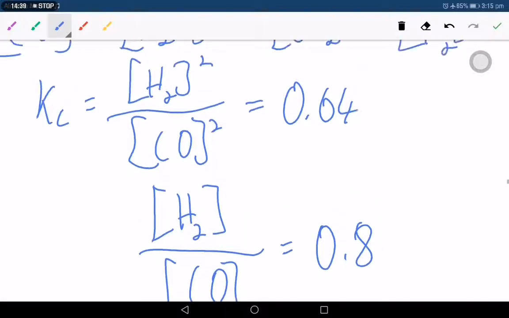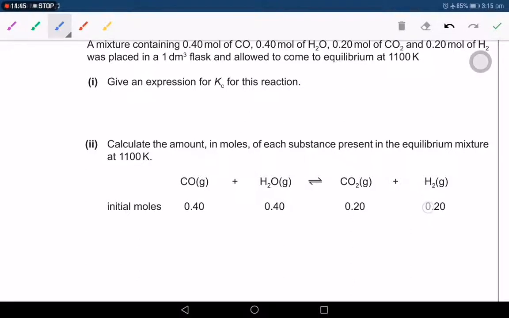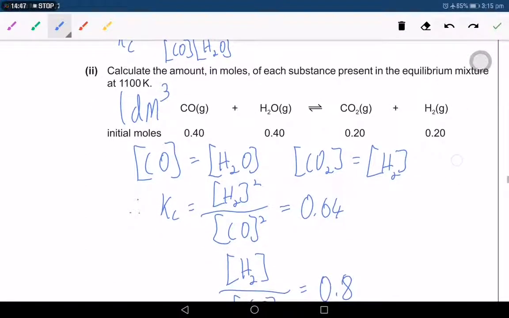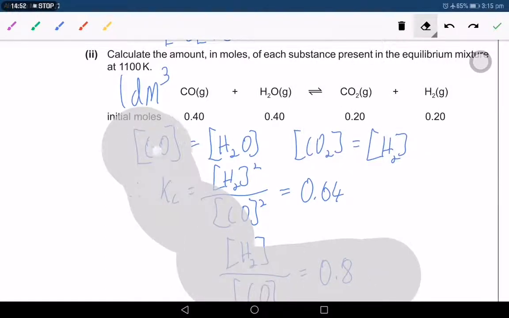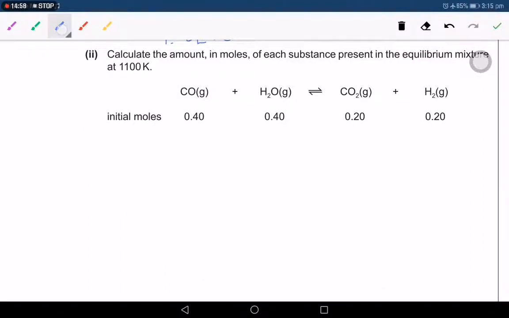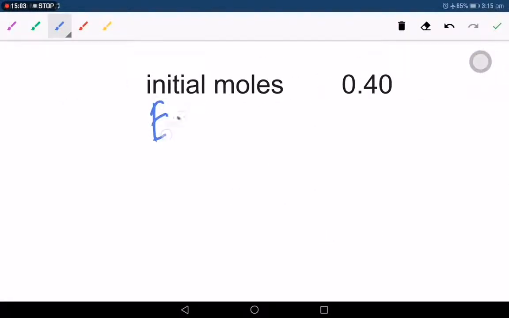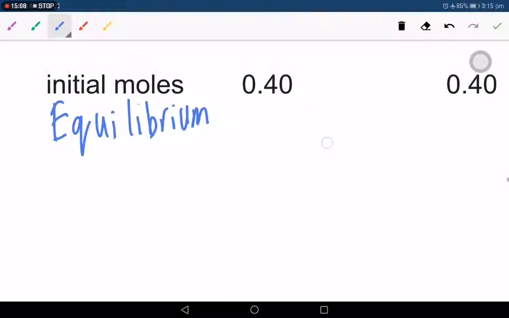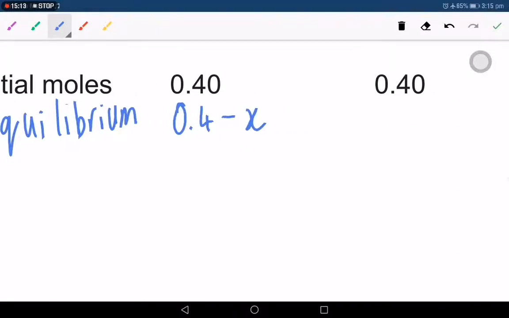Oh, actually there's another way to do this. You don't have to go this far. We don't do the Kc first. It seems we need to do something else. So equilibrium: zero point four minus x.